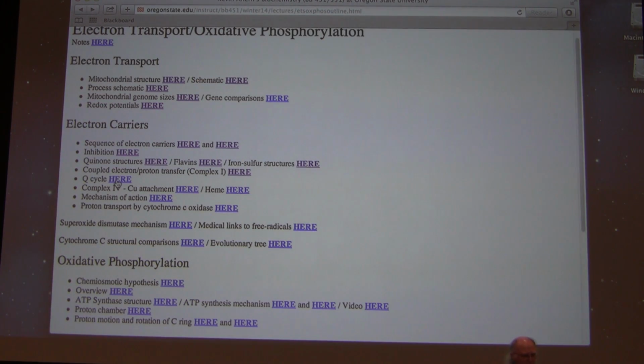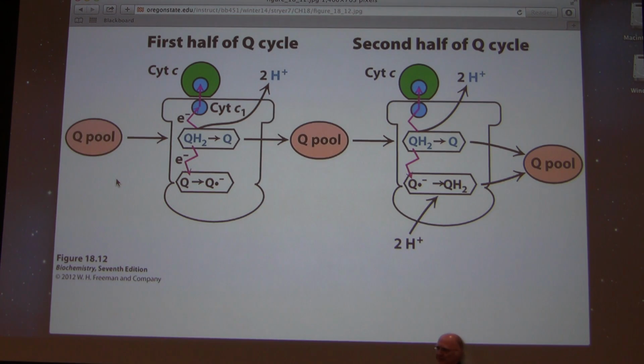So now let's tackle something called the Q cycle. The Q cycle happens at complex 3. Now, what's happening here in the Q cycle? Well, here's something called the Q pool. And students always get confused, but what's the Q pool? The Q pool is the sum of all of the coenzyme Q that's in the intermitochondrial membrane. Just like a swimming pool is a collection of all the water that's laying in that thing that we call a pool. It's just a mixture of all those things.